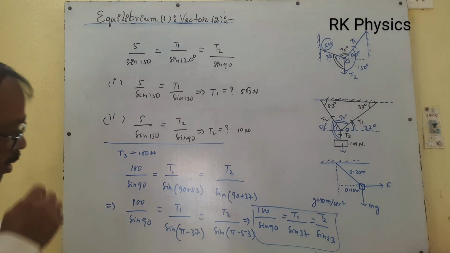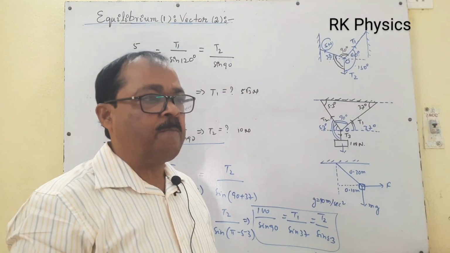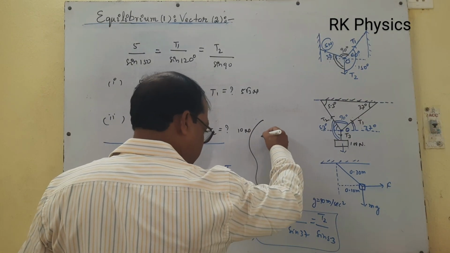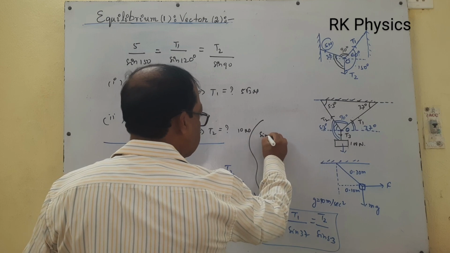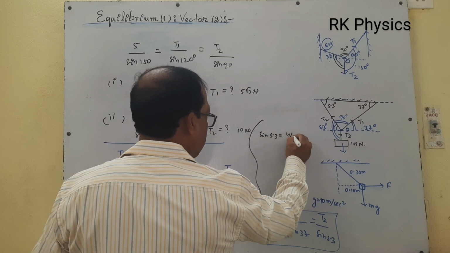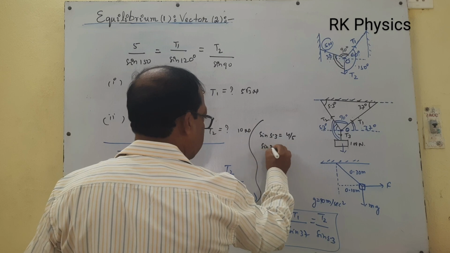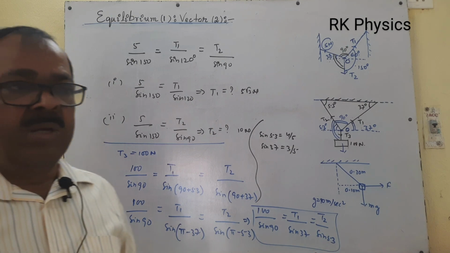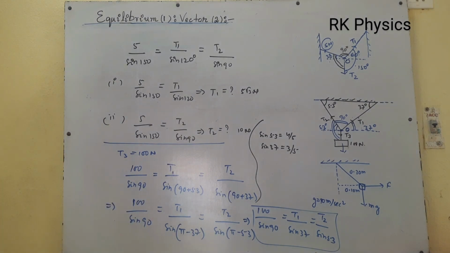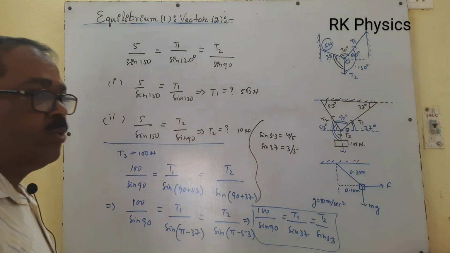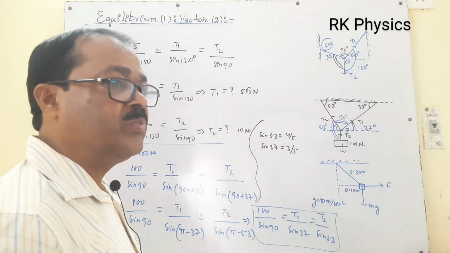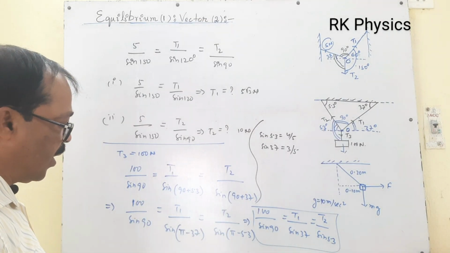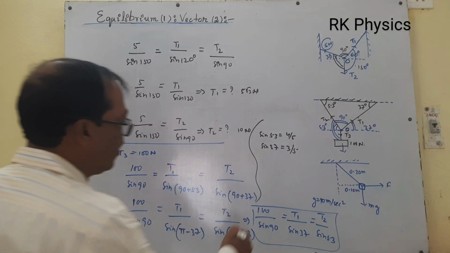If you compare these values, then you can find the value. Put the values of 53 and 37 degrees. Sine 53 is 4 by 5, and sine 37 is 3 by 5. Sine 90 is 1.